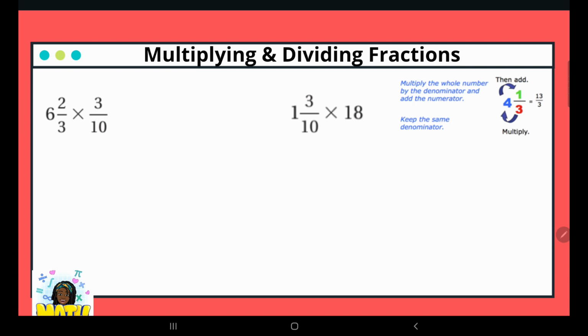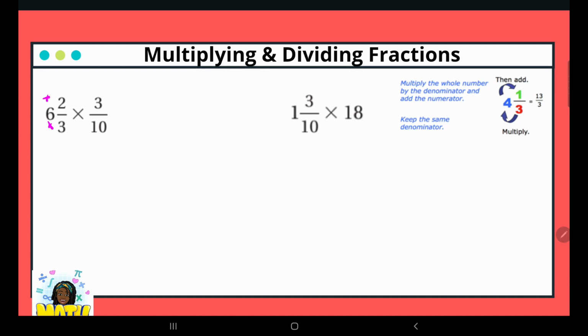Now let's take a look at some mixed numbers. With our mixed numbers, the process is still the same. The only difference is that before I start to multiply or divide, I want to convert those mixed numbers to improper fractions. The way we do that is to take our denominator, multiply it by the whole number, and then add the numerator. So in this example, I'm going to go 3 times 6, and then add 2.